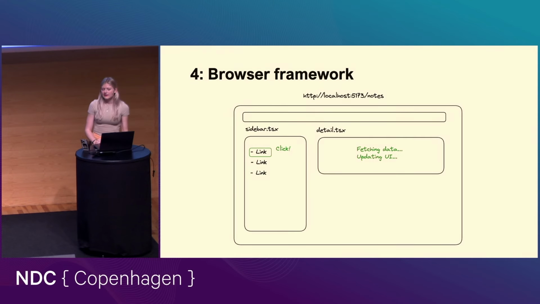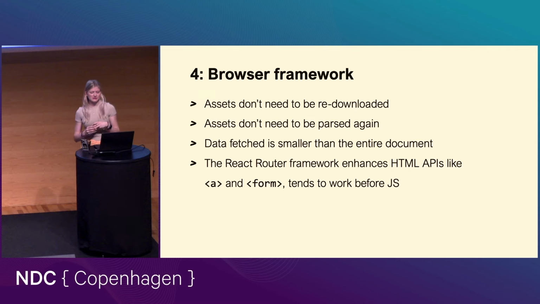So when the user now clicks a link, instead of making a round trip to the server for the entire document and all the assets, React Router simply fetches the data for the next page and then updates the UI. And this has many performance benefits over making a full page request. By the way, a lot of meta frameworks do this as well, not just React Router, but they were early to do this. And it means that assets don't need to be downloaded or pulled from cache. And they also don't need to be parsed by the browser again. And then the data fetch is much smaller than the entire document. So because React Router enhances HTML APIs like anchor and form, your app tends to work even before JavaScript has loaded on the page.